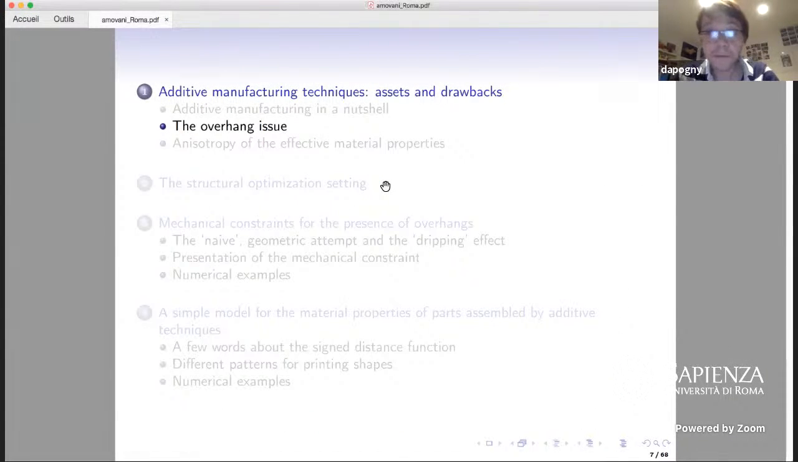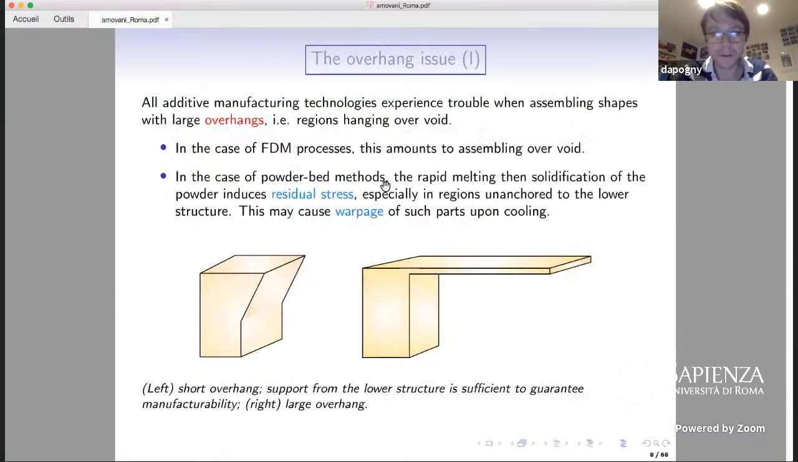Okay, so let me first come to the first issue that is currently encountered by additive manufacturing techniques, which I guess you are quite familiar with, the so-called overhang issue. The fact is that all additive manufacturing techniques experience trouble when they assemble regions which show large overhangs. So an overhang is a region of material that is hanging over a void. So this is, for instance, a short overhang, and this is a large overhang.